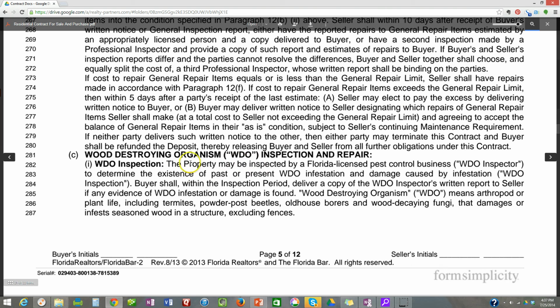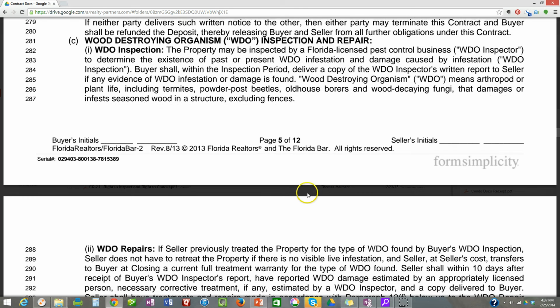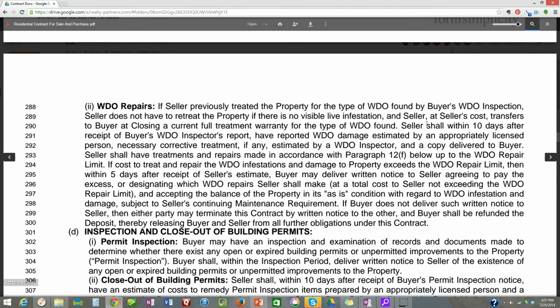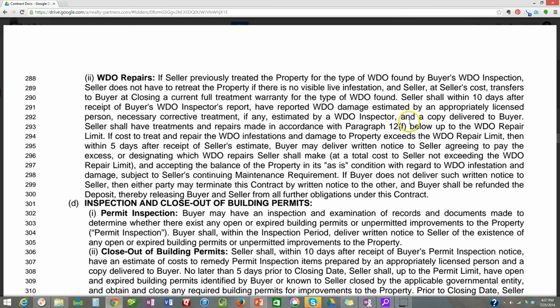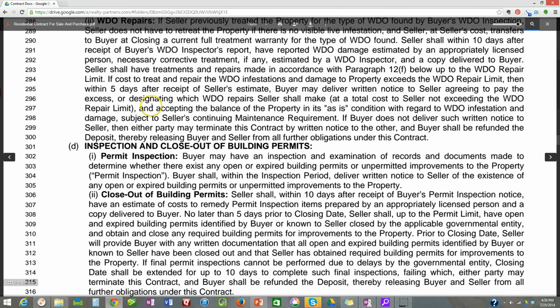Wood destroying organisms. This deals with termite damage, termite inspections, and so forth. Termite inspections are very, very inexpensive, so you definitely want to have that done. Even if the house is a concrete house, most of the framing is wood, the roof, so you can have issues there. And again, here it talks about the seller's obligation to make repairs, or if it was previously treated, to transfer the treatment warranty and so forth.